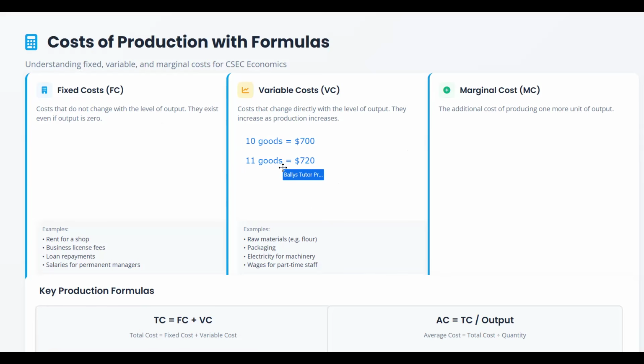So, you see the 10 and 11 on the board, right? How much does it cost me to produce 10 goods? 700. How much does it cost me to produce 11 goods? 720. So, if instead of 10 goods, I wanted to produce 11 goods, how much more money would I have to spend? $20. That $20 is the marginal cost. The cost to produce one additional unit. You understand? Okay.